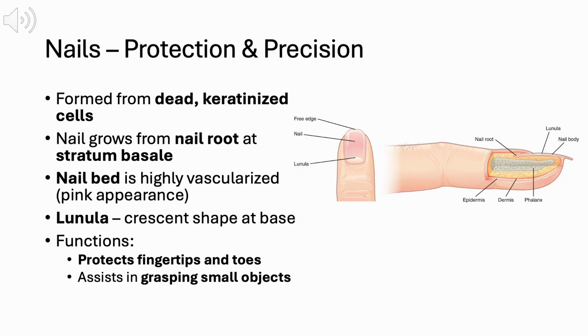The pale, half-moon shape at the base of the nail is the lunula, which covers the thickened matrix. Nails serve key functions: protecting the distal digits from mechanical stress, providing backing support for grasping and manipulating small objects. Like hair, nails grow continuously, and changes in nail shape or color can reflect underlying health conditions.